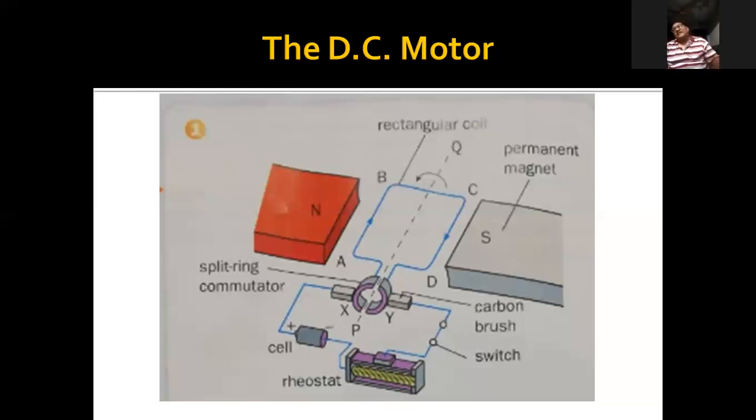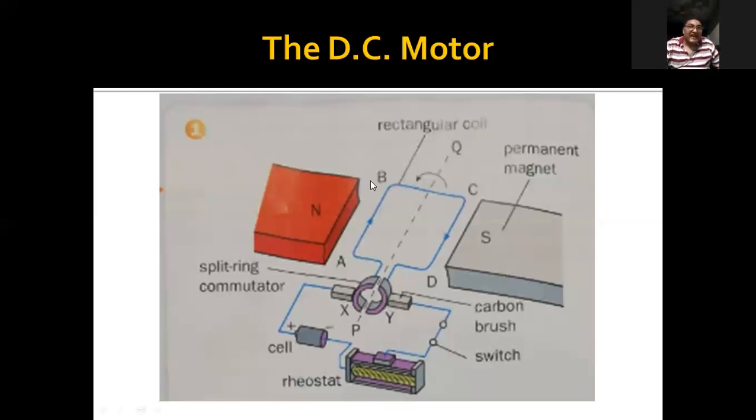Now, understand one interesting thing. The force which was acting on CD was in the upward direction, and this is the axle of the coil. This force was able to produce a turning effect because of the line of action of this force, and there was some moment arm between the axle, the pivot, and the point where the force was applied. So it produced a turning effect.